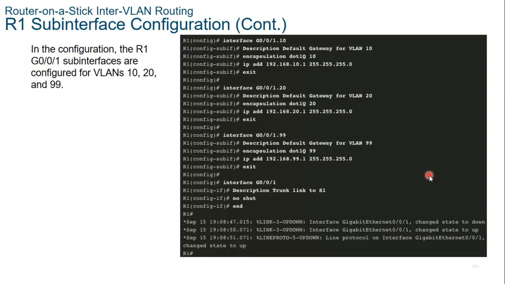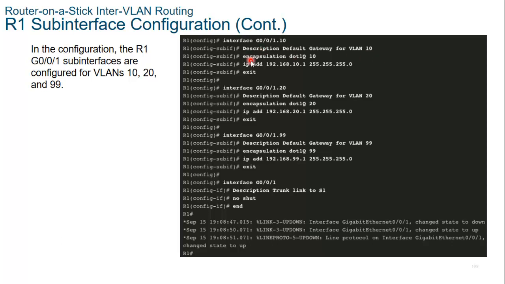So let's look at the configuration in R1. We have assigned this particular interface G0/0/1, to handle all the different VLANs. And here we are configuring the subinterfaces. So if you see here, the physical interface, the period, and the VLAN ID. You can put a description to help you.